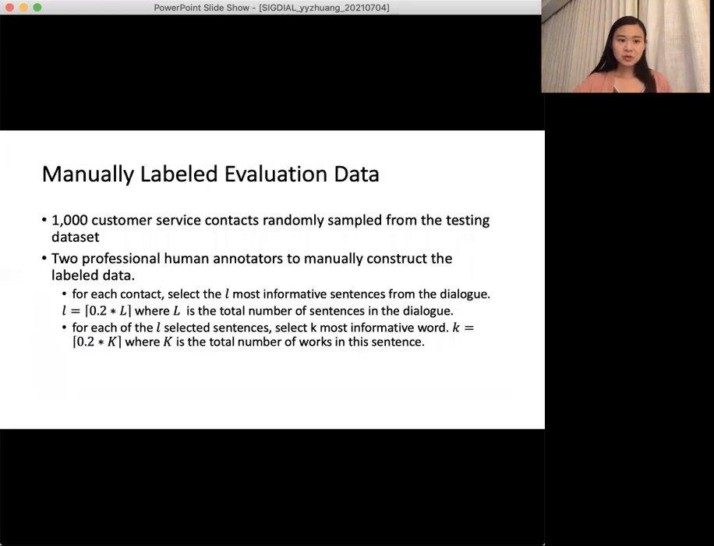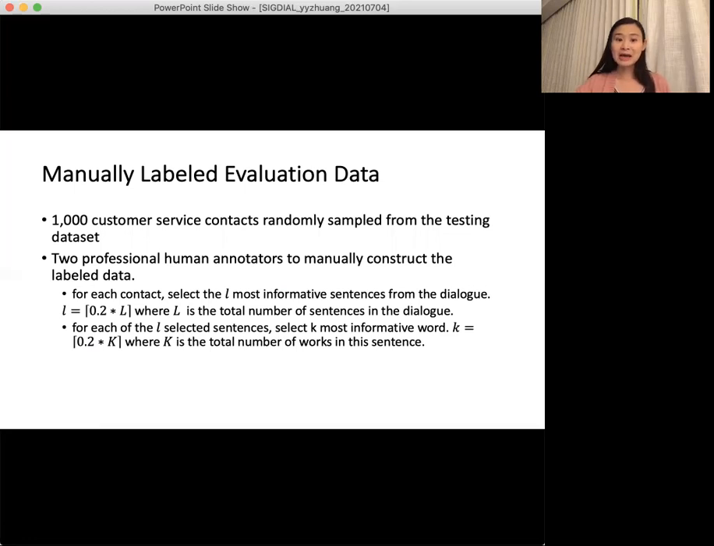For evaluation, we still need labeled summary data. We selected a random sample of 1,000 contacts from the testing dataset and had 2 professional human annotators manually construct the label data. Specifically, they were asked to do the following tasks. First, for each contact, select the L most informative sentences from the dialogue and assemble them as the sentence level summary. L is set to be the ceiling of 20% of the total number of sentences in the dialogue.